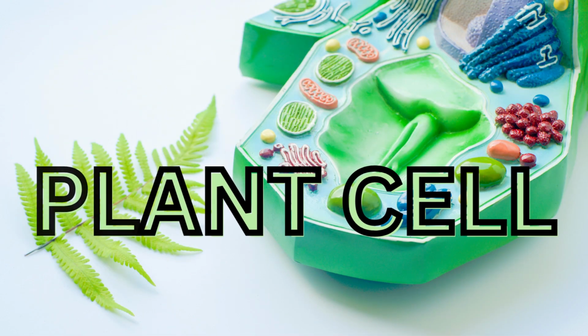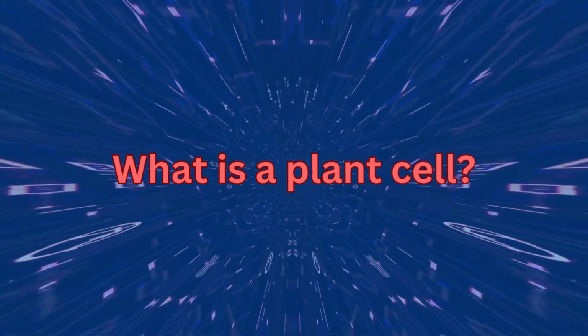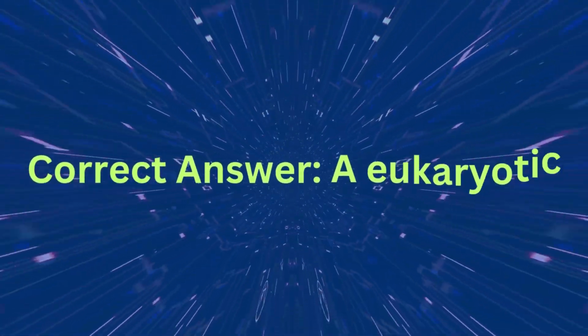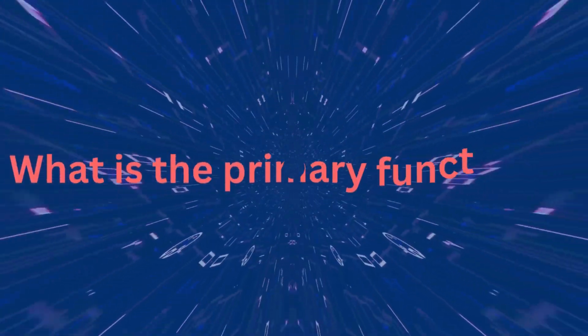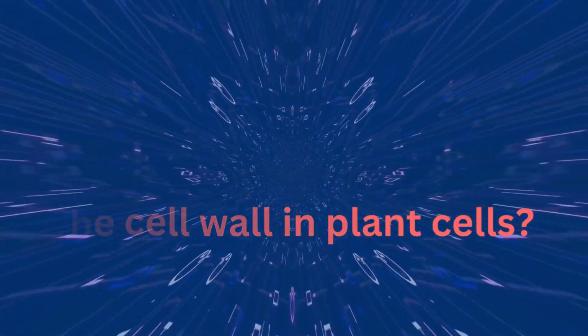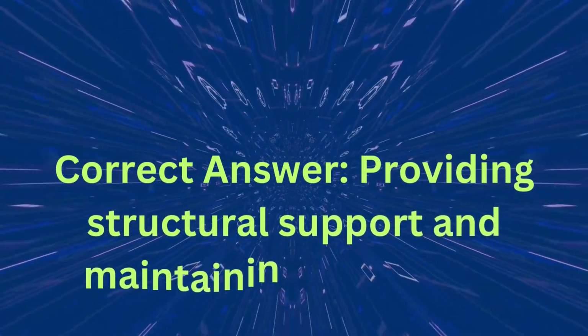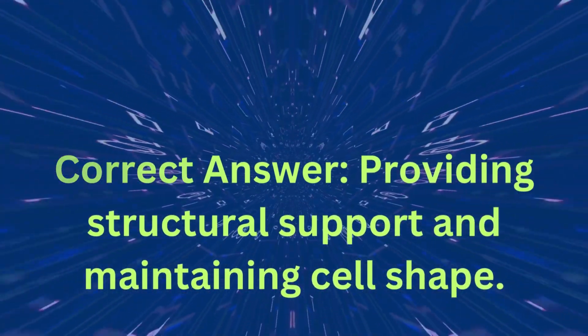Let's start. 1. What is a plant cell? Correct answer, a eukaryotic cell that is a fundamental unit of plant tissues and organs. 2. What is the primary function of the cell wall in plant cells? Correct answer, providing structural support and maintaining cell shape.